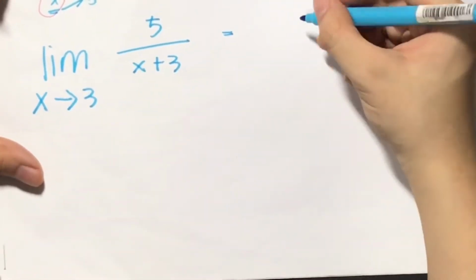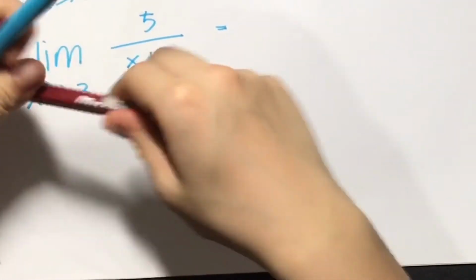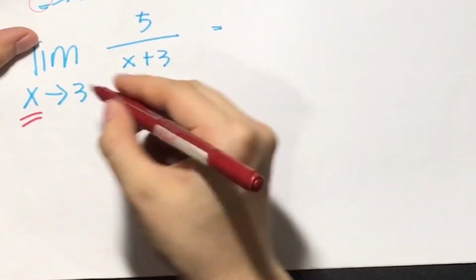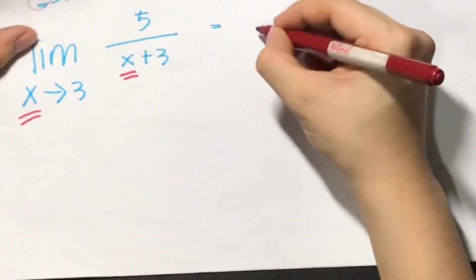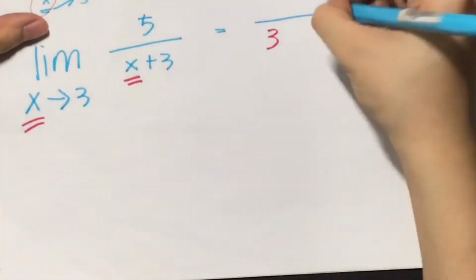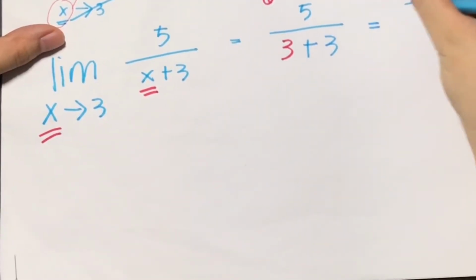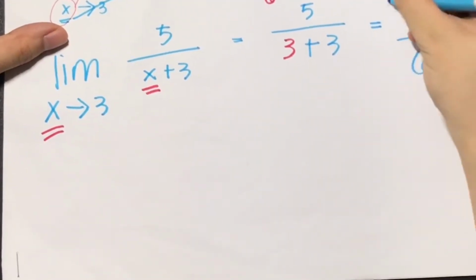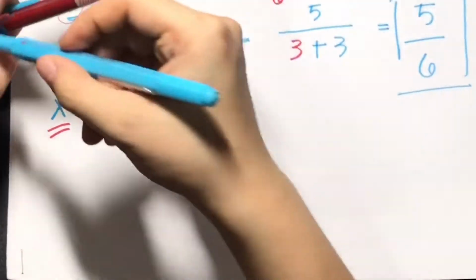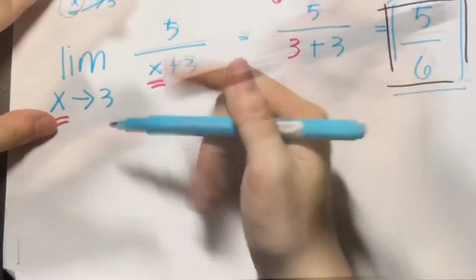So we have the limit as x approaches 3 of 5 over x plus 3. We're just going to change the value of x to 3 and copy the remaining given. It will be equal to 5 over 6, since 3 plus 3 is 6, and we copy the numerator 5.